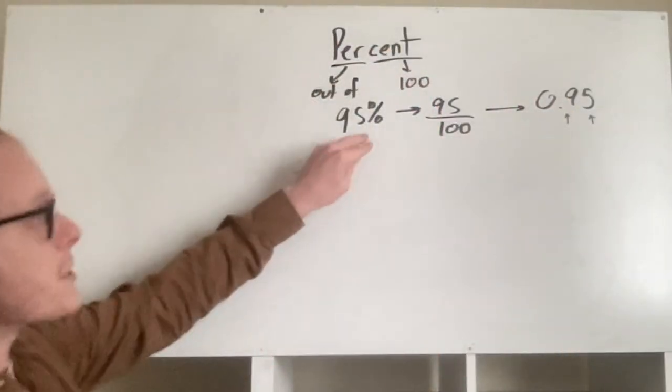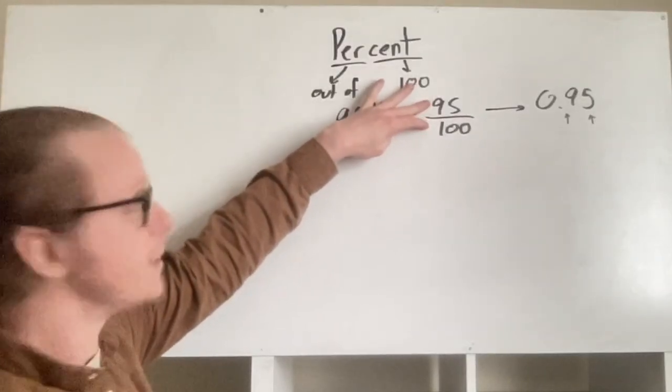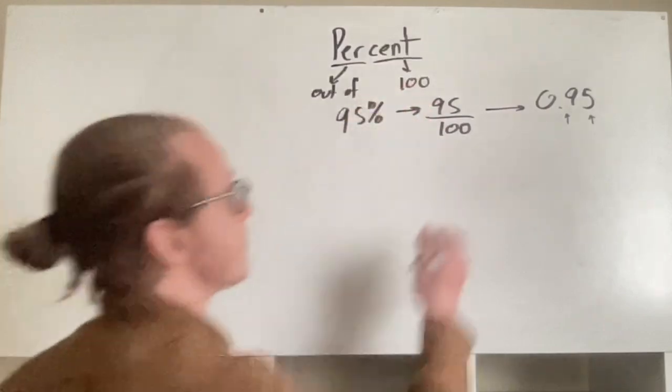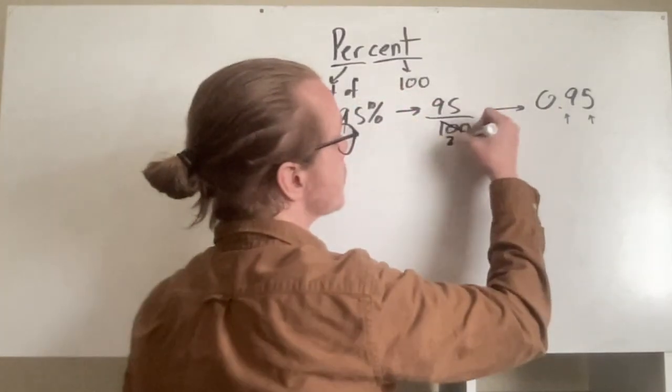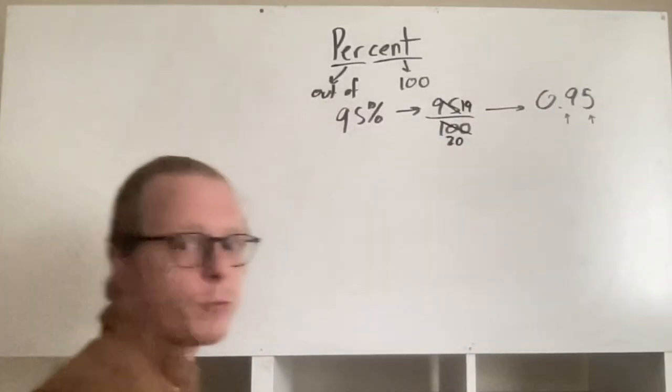Now, obviously, if I was going to write it as a fraction, we should always try to simplify our fractions. What's our common factor here? 5. So this becomes 20. This becomes 19. So 19 out of 20.